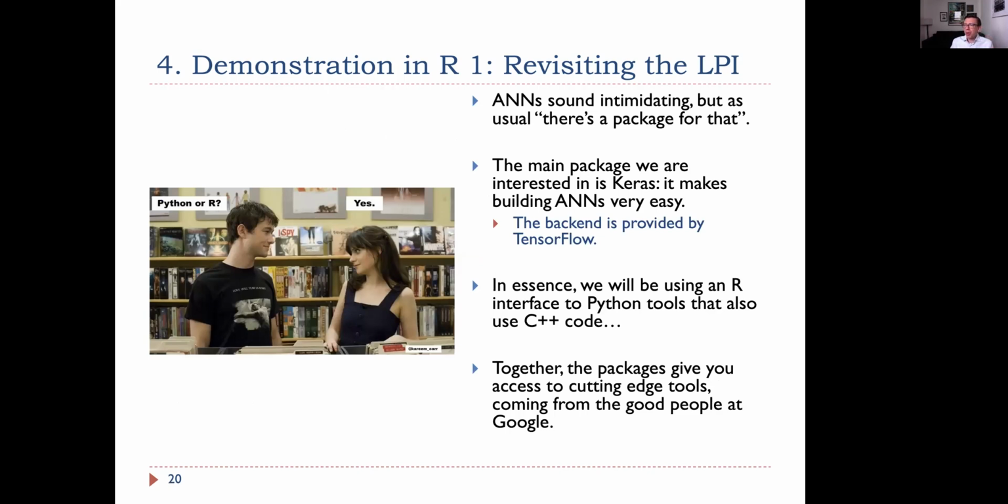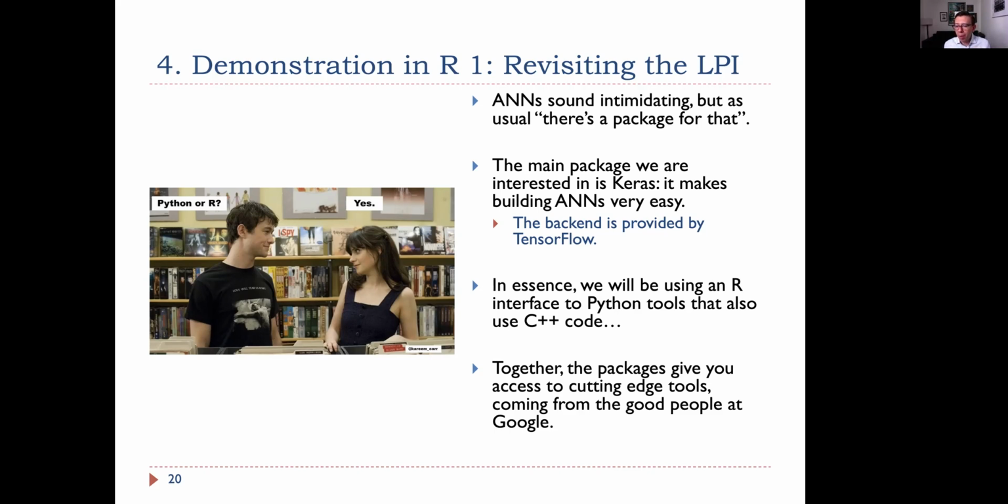Now, artificial neural networks probably sound pretty intimidating by this point, but of course there are packages for that in R. The main one that we're interested in is Keras, and it makes building artificial neural networks very easy. People always say that they've got a preference for coding in a particular language, but when you're using packages like this, you always end up using code from all sorts of different languages. So we're going to use an R interface to Python tools that are actually coded in C++. We're doing something fairly convoluted, but the back end is coming from a package called TensorFlow.